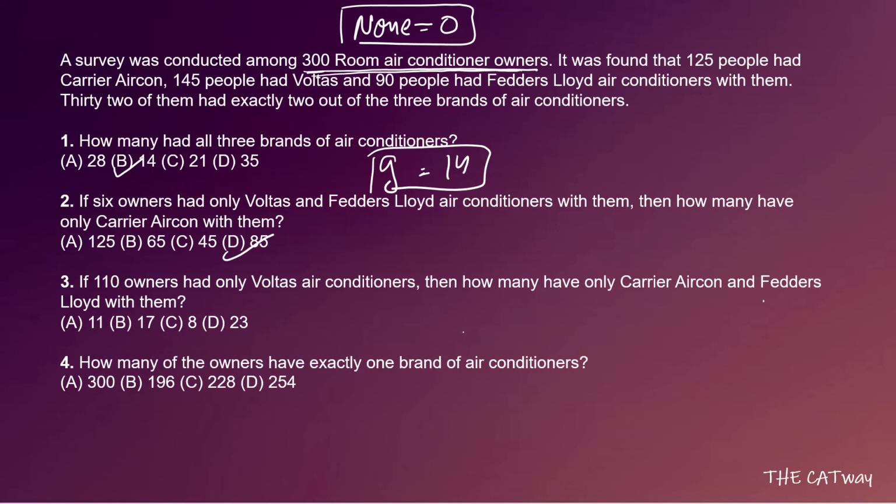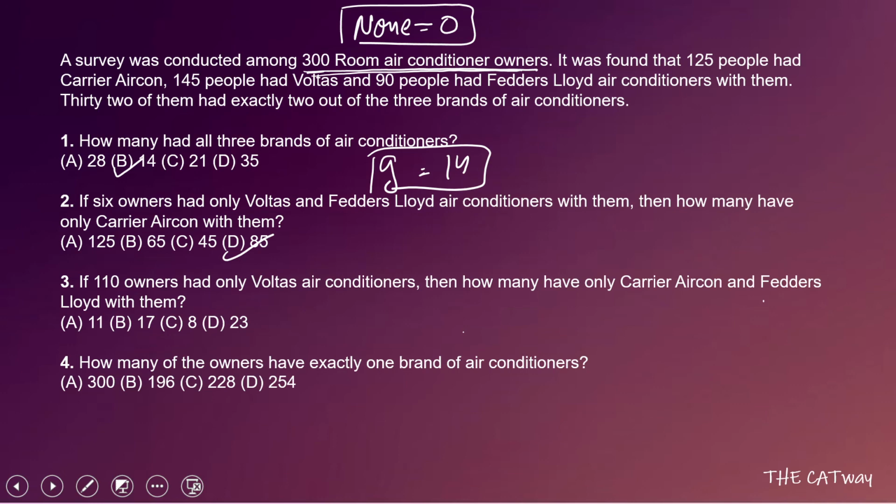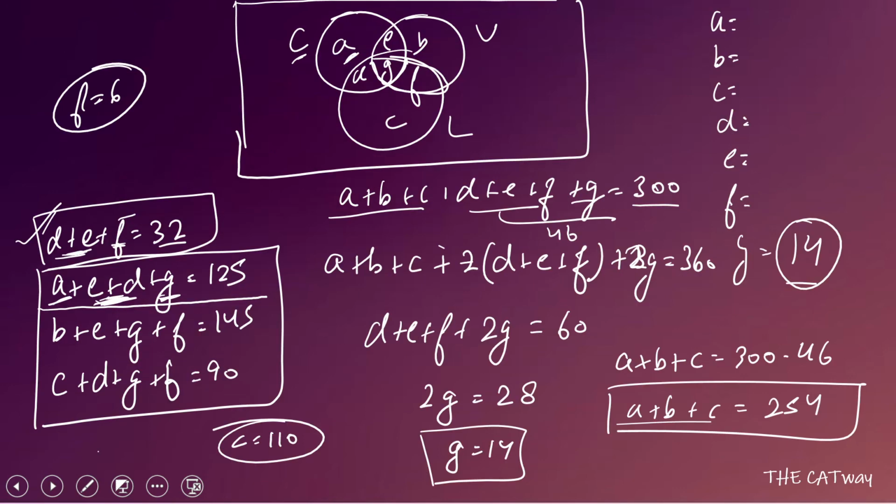Third question: if 110 owners had only Voltas air conditioners. Now we have been given that C is equal to 110. How many have only Carrier and Lloyd with them? Carrier and Lloyd are included in D and G, but since it says only Carrier and Lloyd, we have to find the value of D.